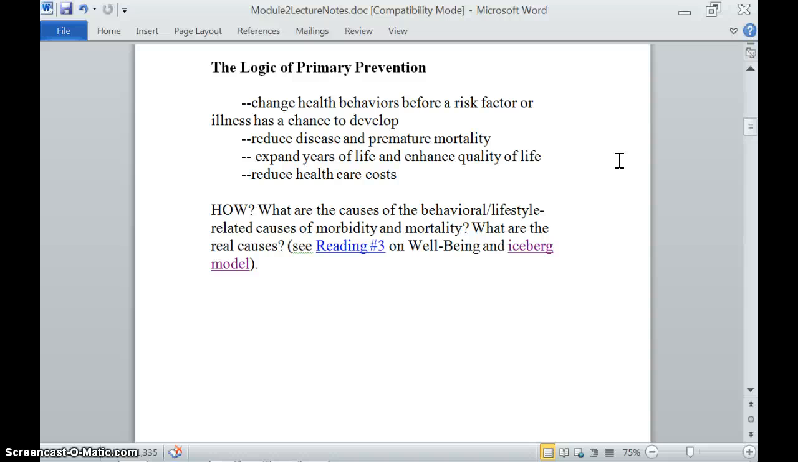So there's causes. We have to get into what are the causes of these behavioral lifestyle related issues, and then the causes of morbidity and mortality. But then what are the real causes? And we'll get into that in a little bit with the iceberg model.